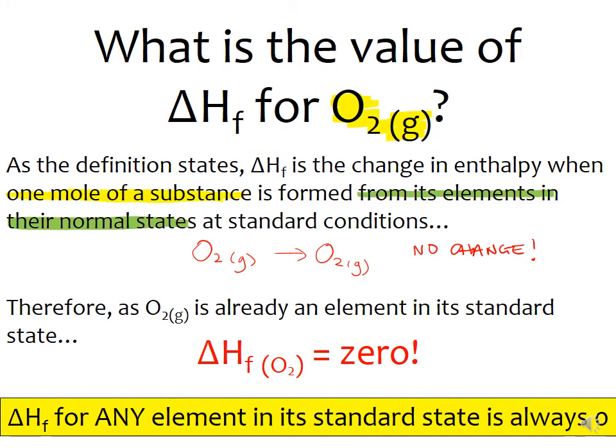Now, this is actually true for any element in its standard state. The delta HF for any element in its standard state is always 0 because you're forming an element from its elements at standard states. So I've put it in a yellow box there to show you that it's something that you need to know. It's not a definition as such, but you do need to know it. And a very common question in the exam is, why is the value of delta HF for O2 gaseous 0? Well, it's by definition, delta HF for an element will always be 0.